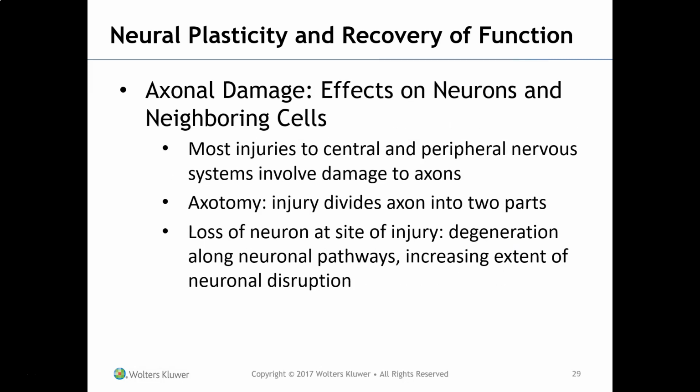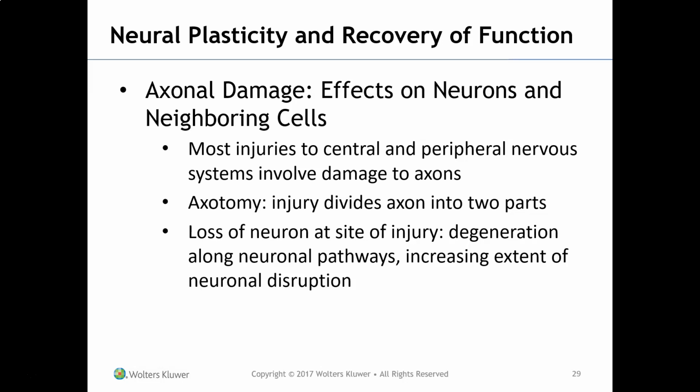Now, axonal damage, effects on neurons and neighboring cells. Remember, neurons don't undergo mitosis. So most injuries to central and peripheral nervous systems involve damage to axons. And then axotomy, its injury divides axon into two parts. And the loss of the neuron at the site of injury, degeneration along neural pathways, increasing extent of neural disruption.